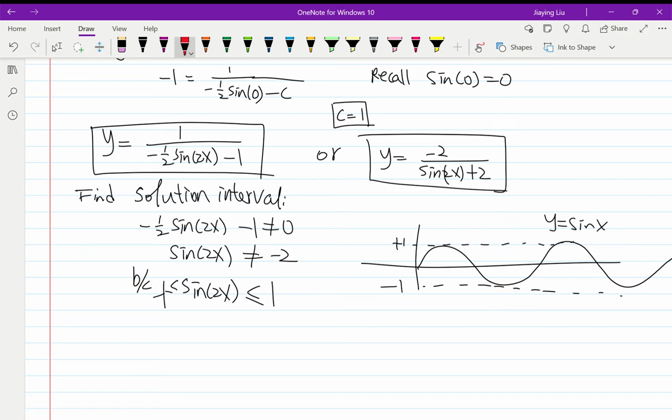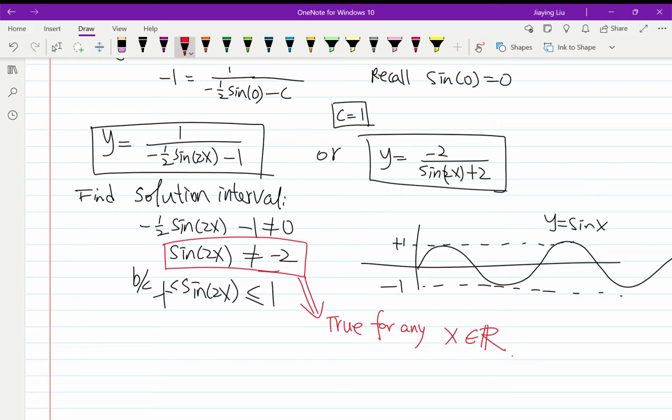Therefore, the inequality we had, this one, is going to be true for any x. That means for any x in the real numbers, any real number x. Any questions?